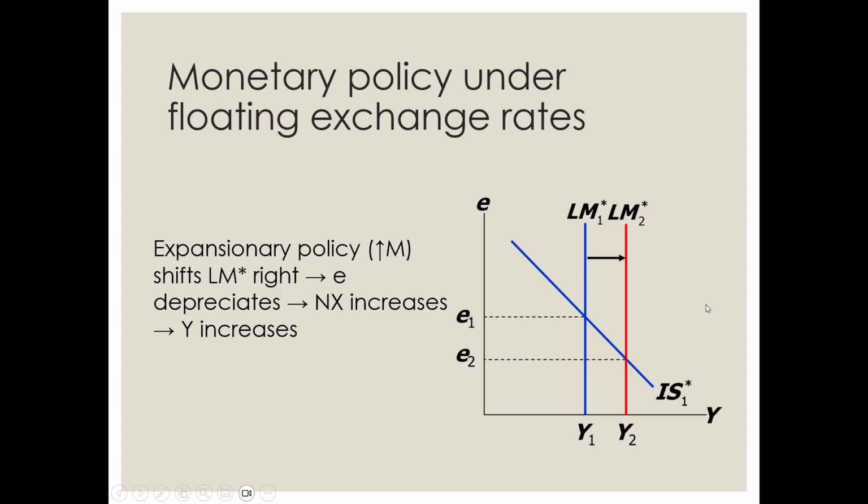Monetary policy under floating exchange rates. Now, if the central bank increases the money supply, the LM curve shifts to the right. This causes the currency to depreciate, making exports cheaper and boosting the net exports. As a result, output increases. So, under a floating exchange rate, monetary policy is effective in influencing output.